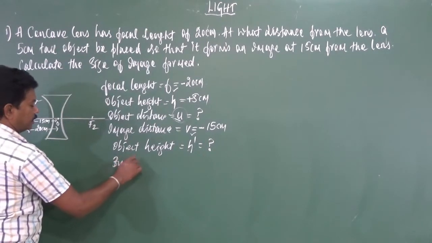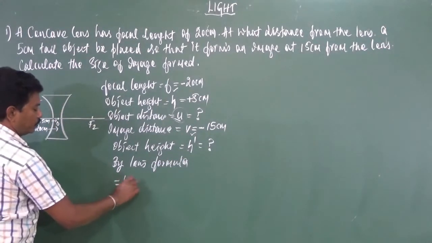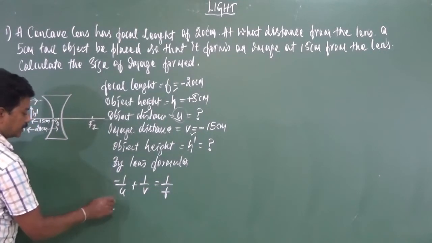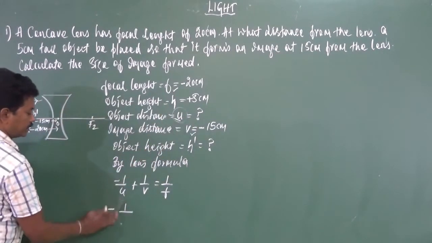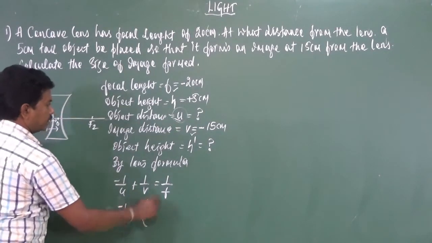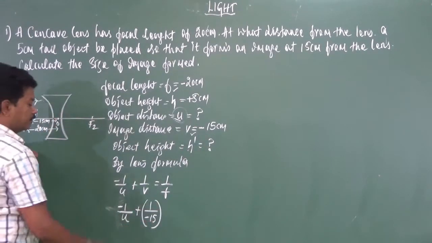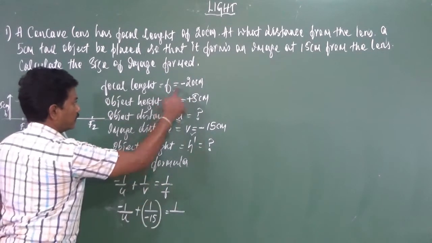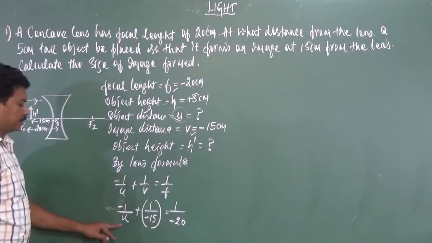So we'll get into the formula. By the lens formula, minus 1 by u plus 1 by v is equal to 1 by f. So we'll put the values. Minus sign I have maintained here. So 1 by u, u we still have to find out, so no need to keep it inside brackets. Minus 1 by u plus v; v is negative, so it is kept inside brackets. That is plus of 1 by minus 15 is equal to 1 by focal length, which is minus 20. So this is the formula step, and this is the substitution step.